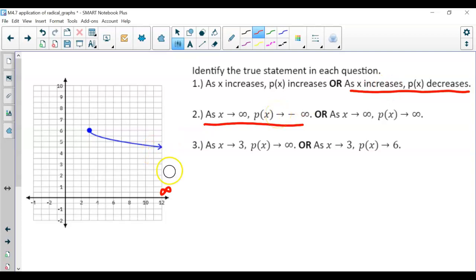Now here it's a little different because as x approaches 3, because we're stopping now here at 3. So as x approaches 3, what is our end approaching? 6. So that's why here it was the second piece, because the graph is not going on and on and on to infinity.